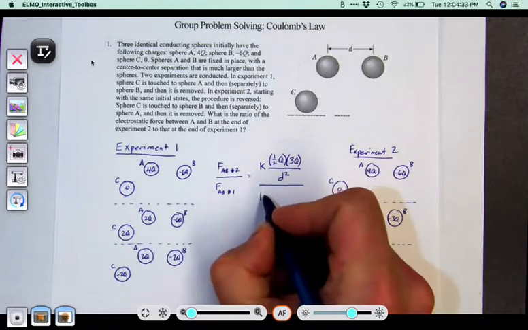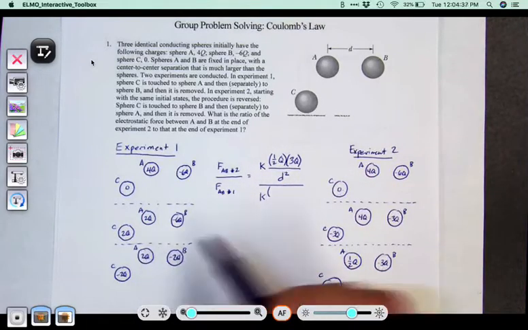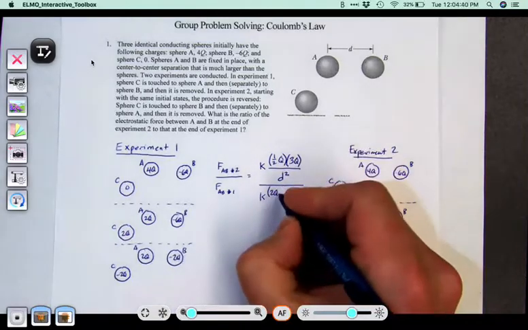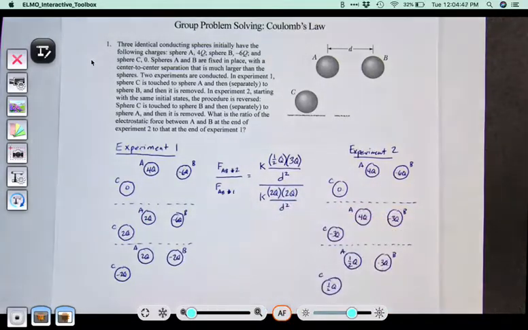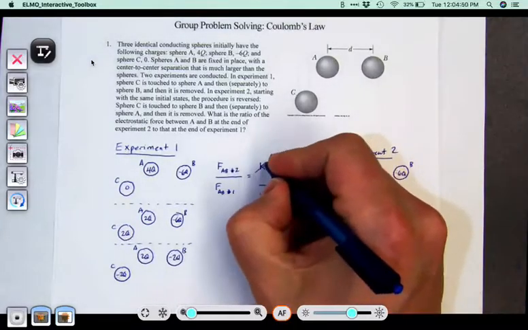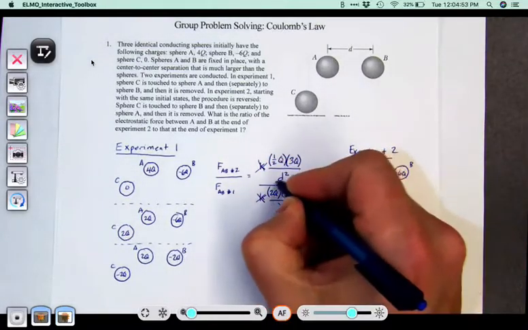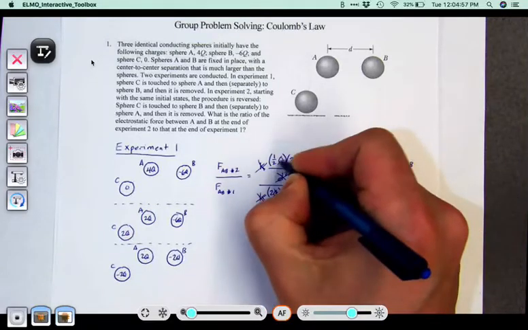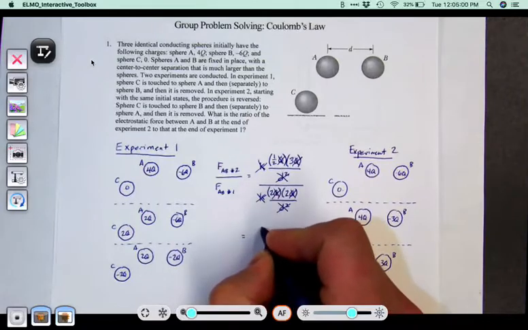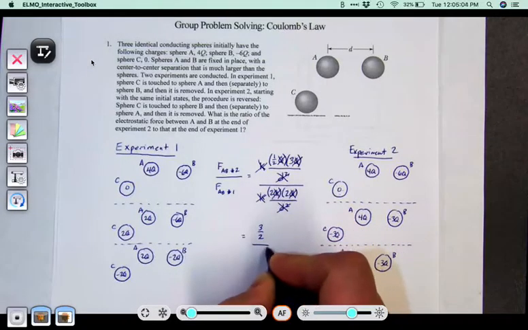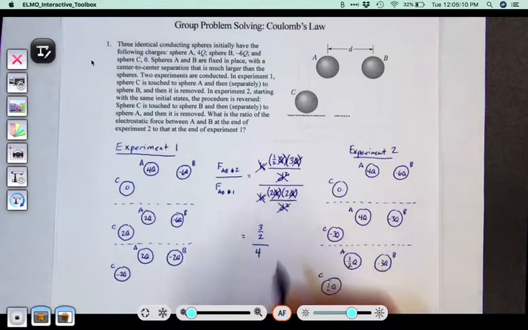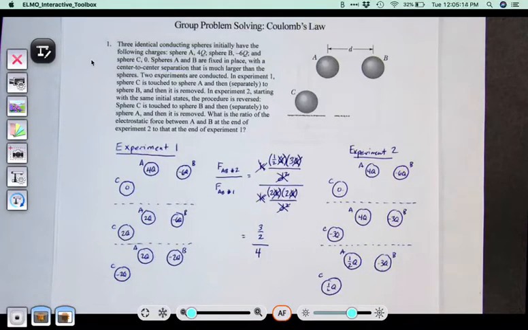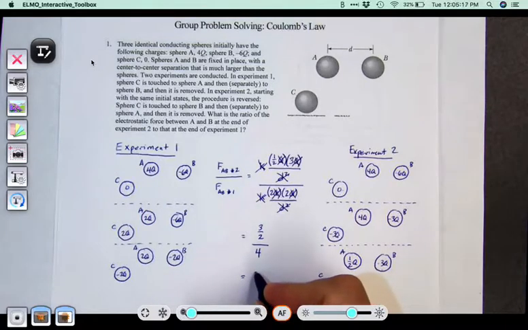In experiment number 1, very similar, K. The ending charge on A is 2Q. B is also 2Q. And they are a distance d apart. And a whole lot of things cancel in this ratio. K cancels with K. d squared cancels with d squared. Q and Q cancel with Q and Q. And in the end, my ratio is 3 halves over 4, which you may prefer to write as 3/8.